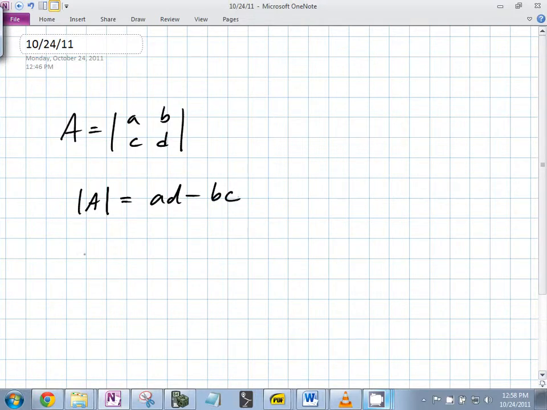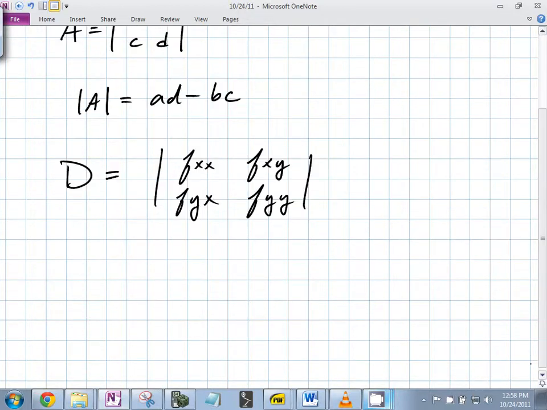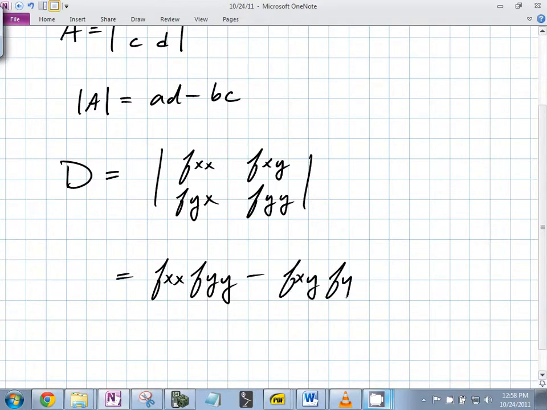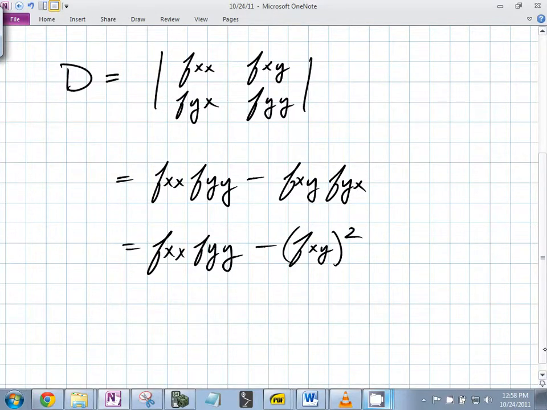So what they give you is they say that capital D here is equal to the determinant of fxx, fxy, fyx, and fyy. Exactly. So what does that equal? That ends up equaling fxx, fyy minus fxy times fyx. But the thing is fxy and fyx are the same, so you end up with fxx, fyy minus fxy, I like keeping things in alphabetical order, squared. Exactly. You need to find this capital D value. This capital D value is something you need to know.